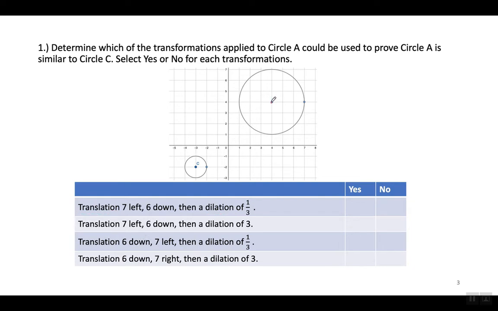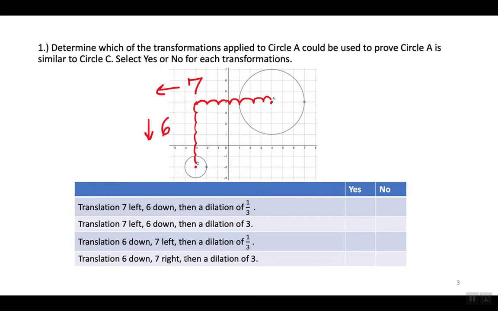We could use the center of the circle to know what is the correct translation. So first of all, you could go to the left 1, 2, 3, 4, 5, 6, 7 units to the left. Okay, 7 to the left. And then here we're at positive 4. We will go down 1, 2, 3, 4, 5, 6 units down. Okay, so 7 left and 6 down.